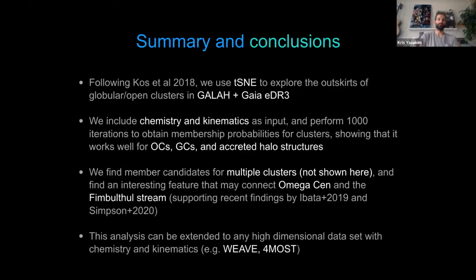And that brings me to my summary. So following the methods of Kris et al. 2018, we use TSNE to explore the outskirts of globular and open clusters in GALAH and Gaia DR3. We include both chemistry and kinematics as inputs into the TSNE and perform 1,000 fiducial iterations to obtain membership probabilities for cluster stars, and show that this works well for open clusters, globular clusters, and accreted halo substructures alike. We find member candidates for multiple clusters, even though I didn't have time to show them here, and find an interesting feature that may connect omega-sen and the film-Bothel stream.